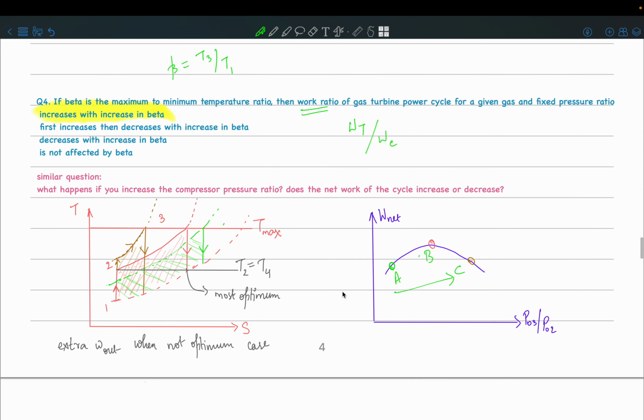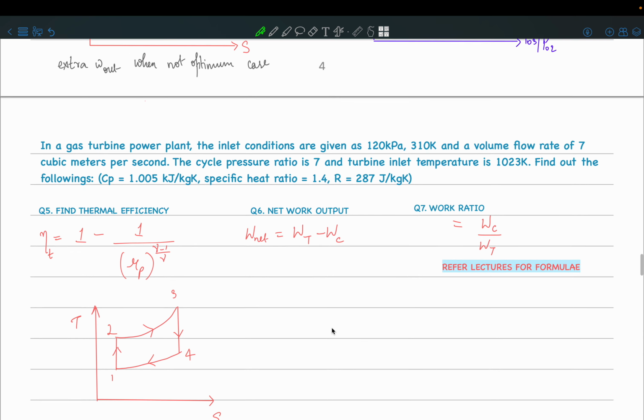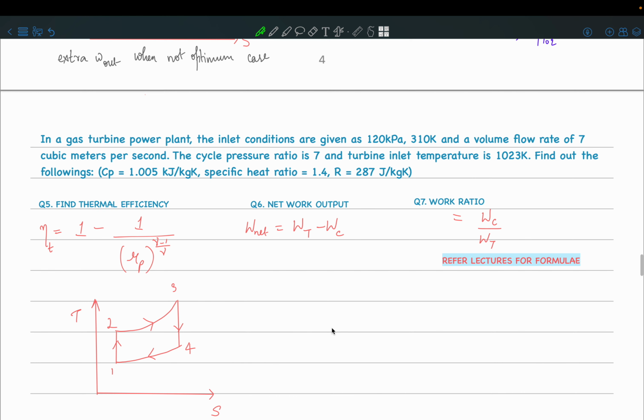So we have seen 2 effects right now here. We have seen how the net work of the cycle changes when you change the maximum to minimum temperature ratio, and also what happens if you change the compressor pressure ratio. How does the net work of the cycle change? Okay, so then the next question is a numerical question.